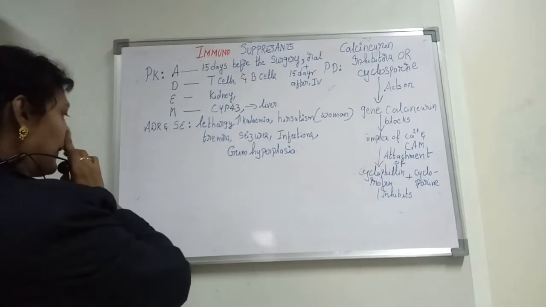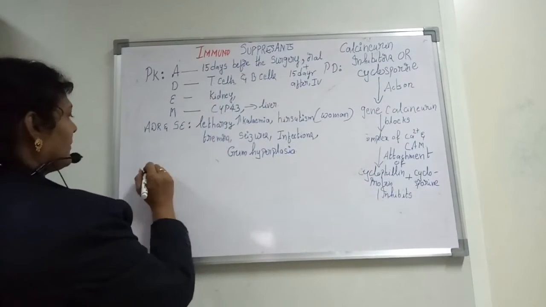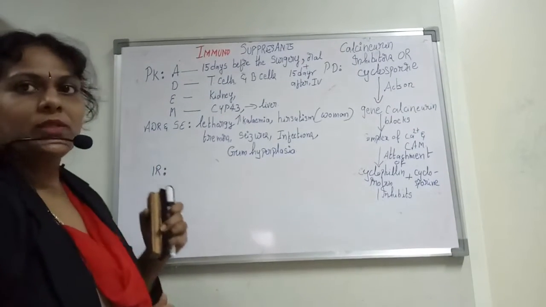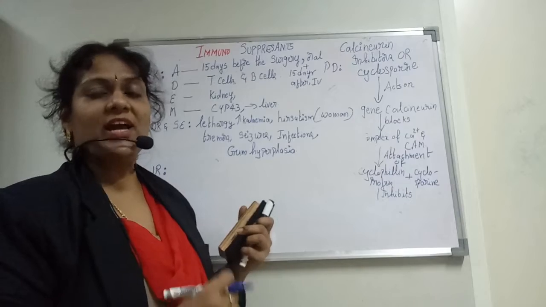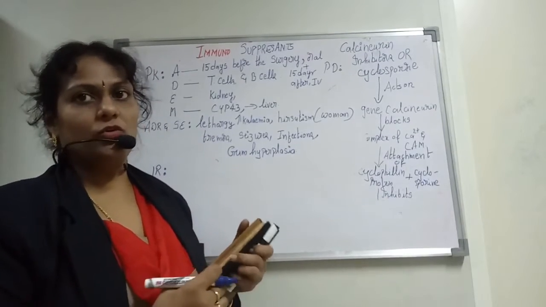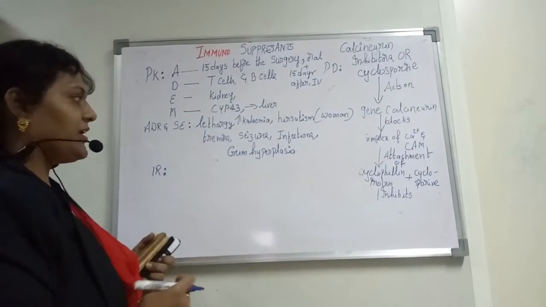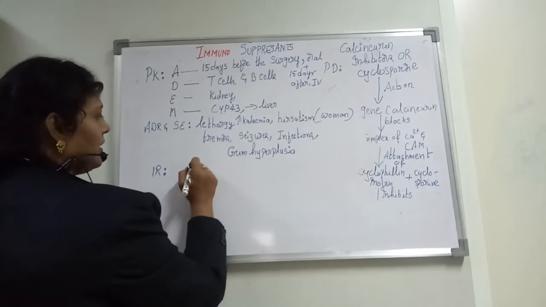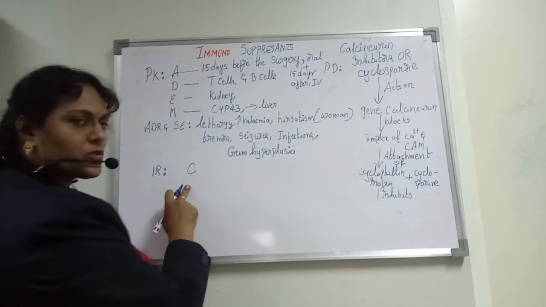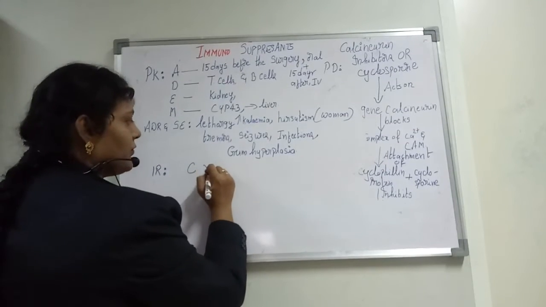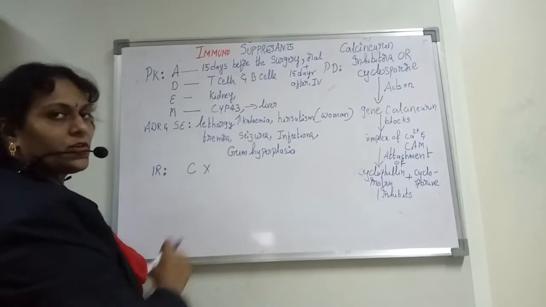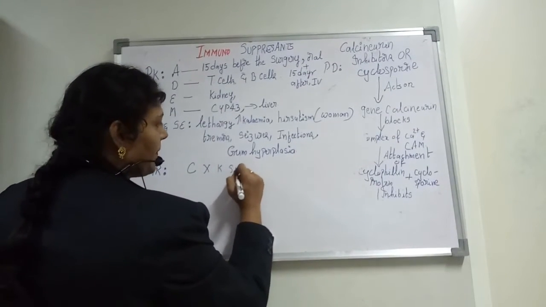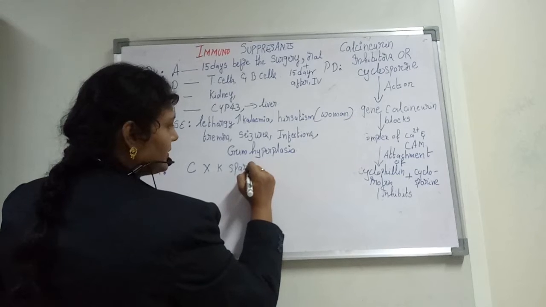What is called IR? We know that IR stands for interactions, through which drug it has to be given and to which drug it is not to be given. So here some classifications and categories are given. I am representing cyclosporin as C here, so you don't confuse yourself. C stands for cyclosporin. Cyclosporin along with potassium sparing diuretics.